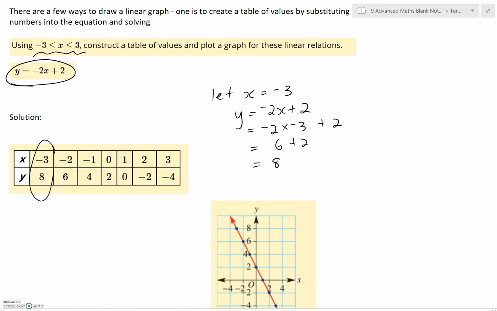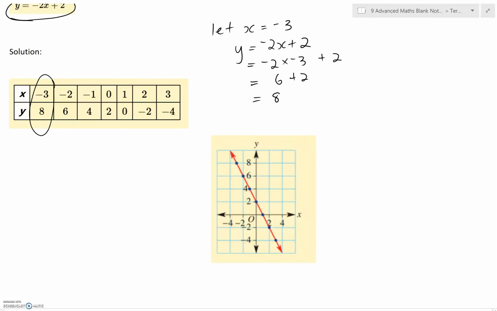So we've done all of this before. This is just a simple reminder. And remember, once you've done that, you need to go away and plot it onto a Cartesian plane. So remember, Cartesian plane is just the x and y axes.